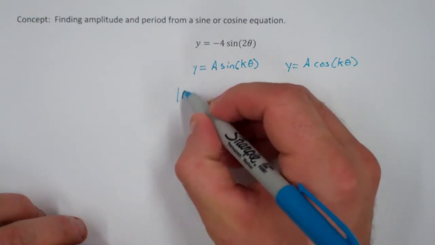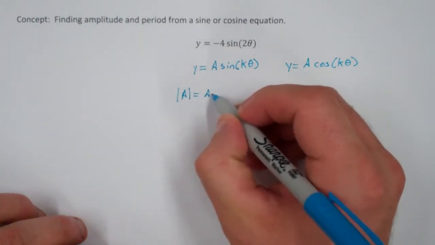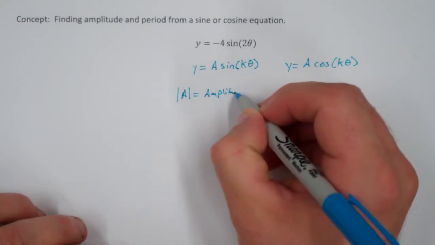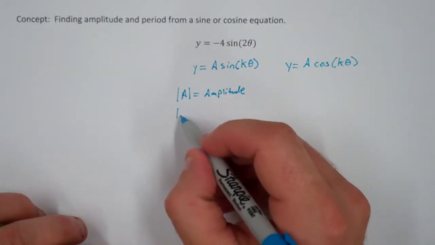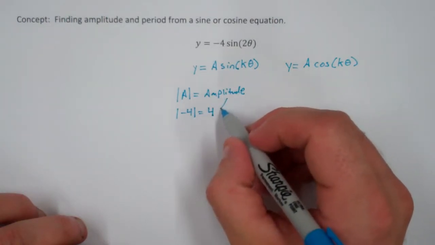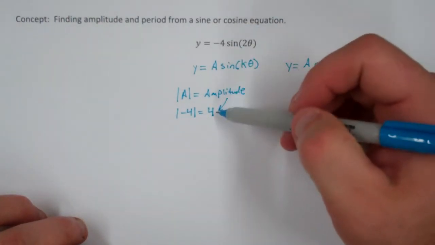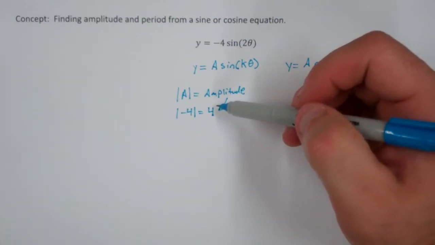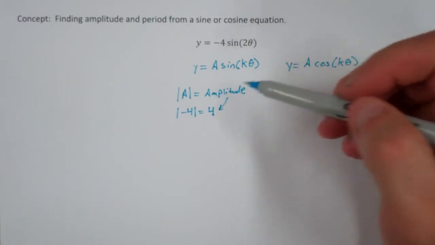We want to take the absolute value of a. That's going to give us the amplitude. In this example the absolute value of -4 is 4. So we would say that the amplitude for this function is 4. Remember that the amplitude is a height, it's a distance, and therefore it's going to be positive.